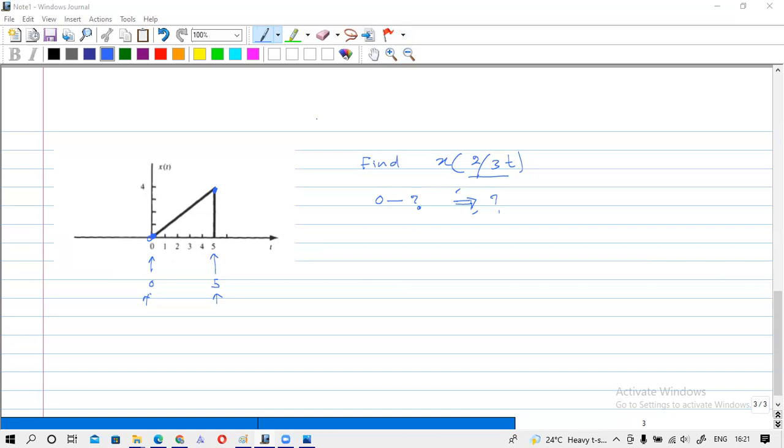Yes, it is compressing. Exactly, it is compressing. So what is the new value for this zero? Can anyone tell? What you have to do is set whatever the terms here are equal to zero, and find the new t value. So what is this term? Can you tell me what the t value is for this zero? Please try.